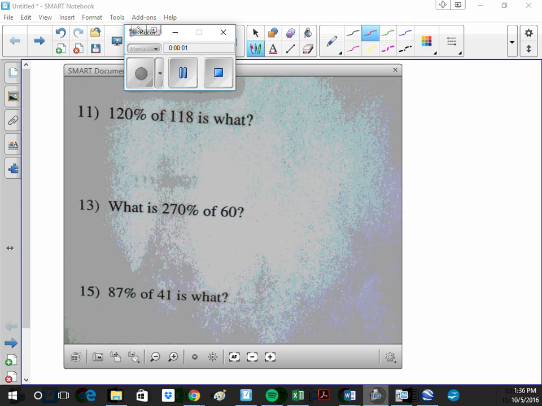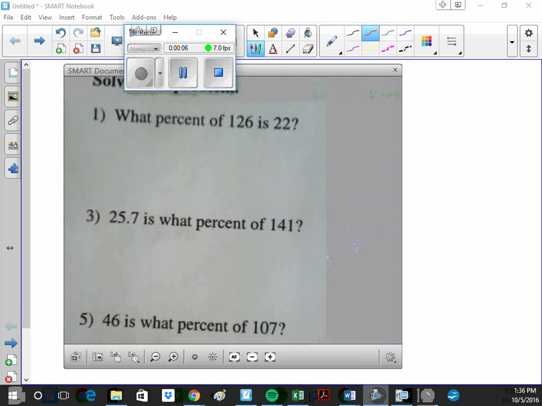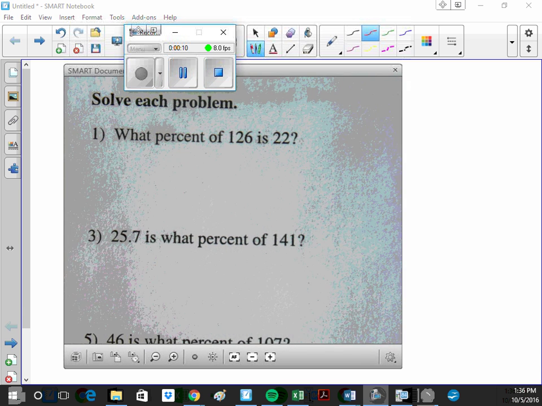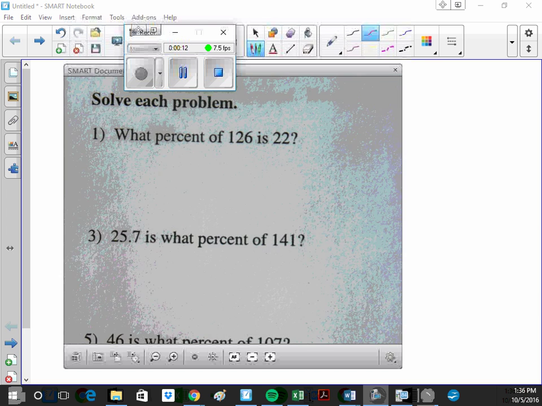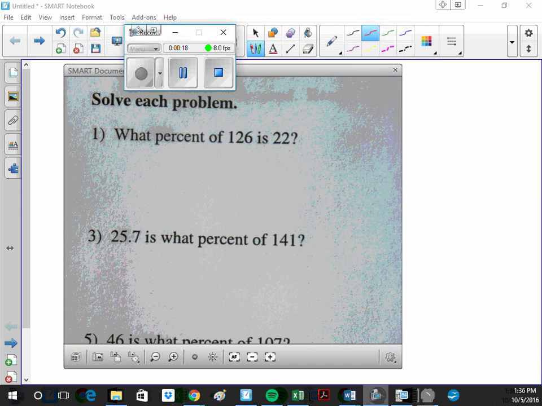The percent word problems paper, if you look at number 1, all of these are basically the same idea. They've just been mixed around, and you end up solving for different things. So number 1 asks, what percent of 126 is 22?